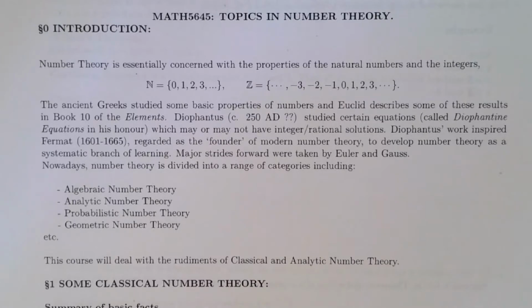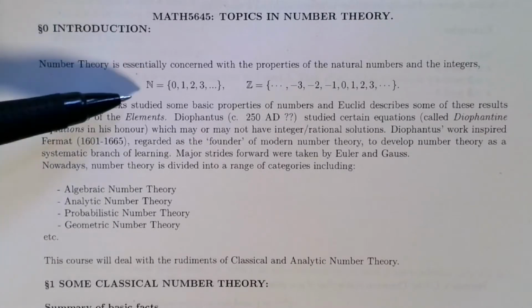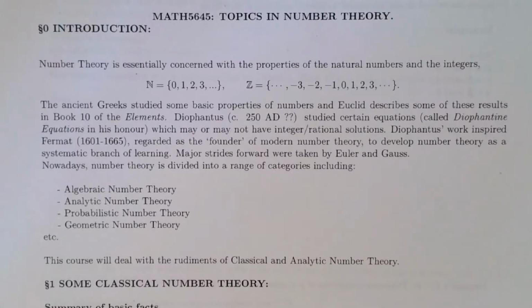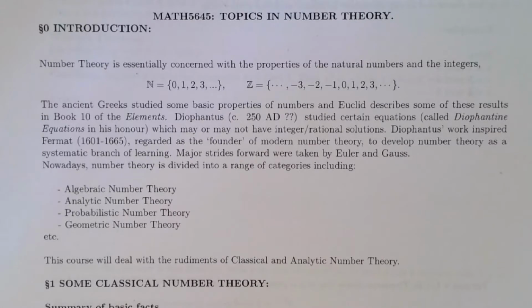So number theory is essentially concerned with the properties of natural numbers and the integers, the natural numbers being the numbers 0, 1, 2, 3 and so on, and then the integers including all the negatives. The ancient Greeks studied some basic properties of numbers, not negative numbers of course, and Euclid described some of these results in Book 10 of the Elements. Diophantus, around about 250 AD, studied certain types of equations where we're looking for integer solutions or rational solutions, and these are called Diophantine equations in his honour, which may or may not have integer or rational solutions.